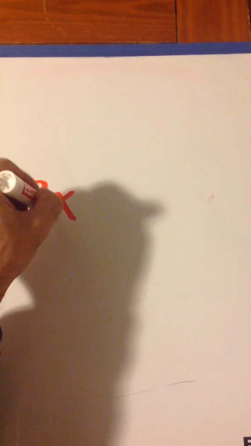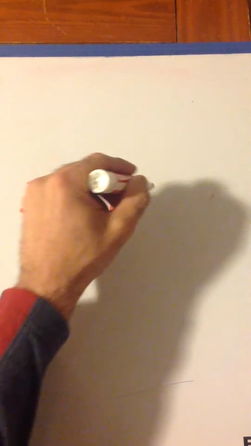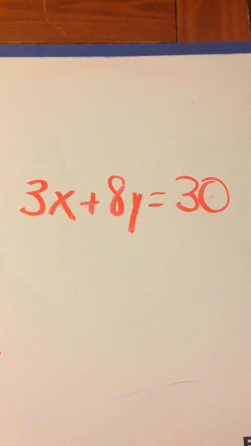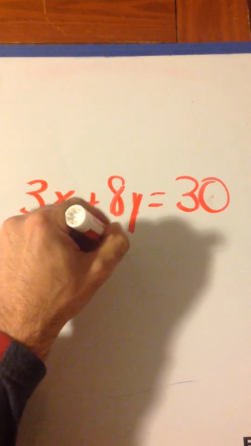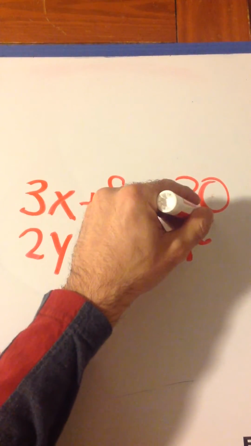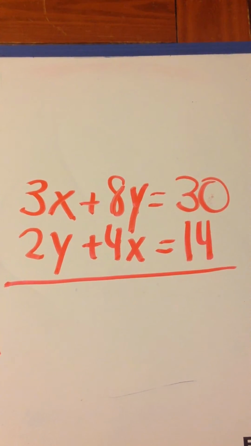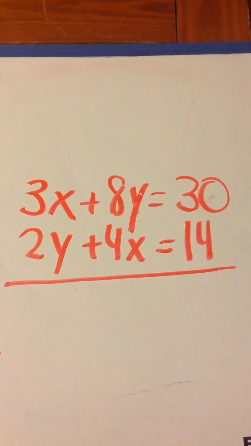Now let's look at a harder equation. What if I had 3x plus 8y equals 30? And then I had 2y plus 4x equals 14. Put a line. Now, if you look at this, you can see there's a problem already. They're not lined up right. We need x's with x's and y's with y's. So they're not lined up. We have to fix that.